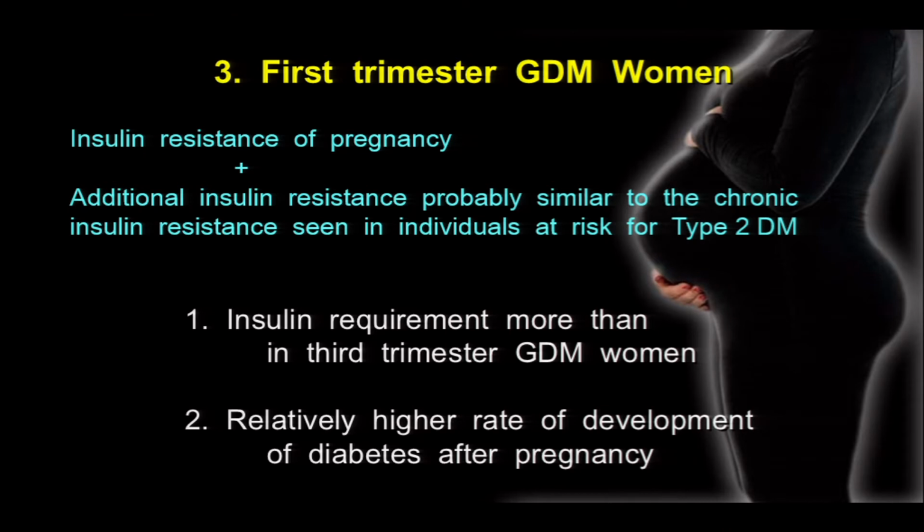About 1st trimester GDM, the woman has insulin resistance of pregnancy plus additional insulin resistance, probably similar to the chronic insulin resistance seen in individuals at risk for type 2 diabetes. She is already a candidate for type 2 diabetes, shows chronic insulin resistance over which the insulin resistance of pregnancy is superadded. Therefore, her insulin requirement will be more than the 3rd trimester GDM woman, and she has a relatively higher rate of development of diabetes after pregnancy.